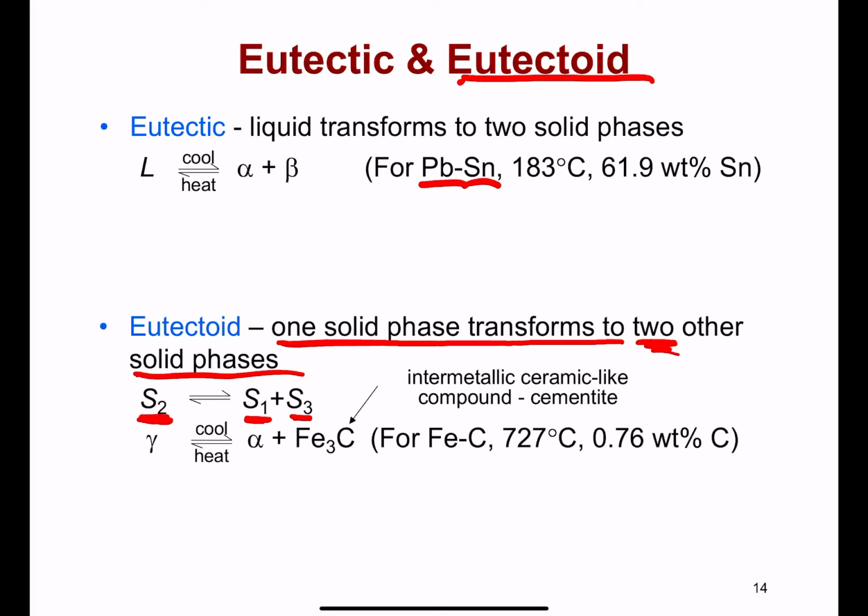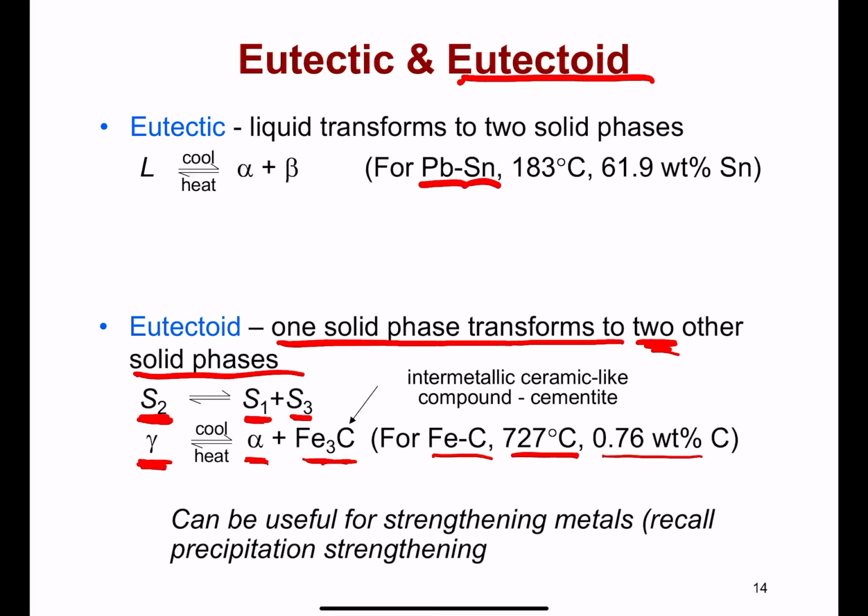We'll see it in the iron-carbon system, where at a particular temperature point, gamma iron with carbon will be in equilibrium with alpha iron and iron carbide, an intermetallic ceramic-like material called cementite. Okay, and the point where this eutectoid is, is at a temperature of 727 Celsius, and a low content of carbon here, only 0.76 weight percent carbon. Okay, so let's look at that.